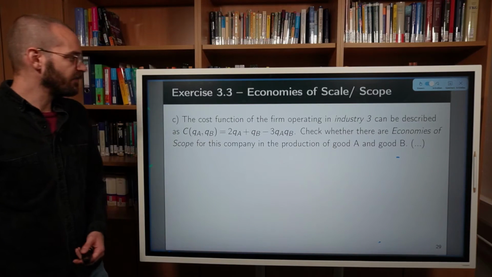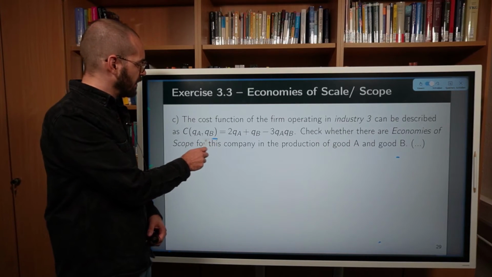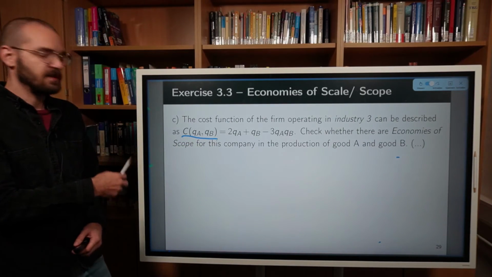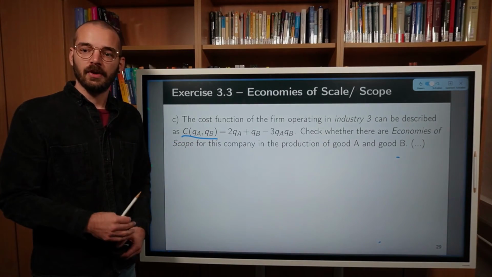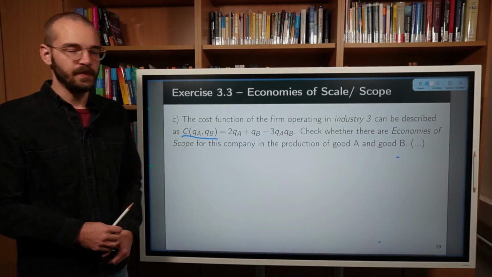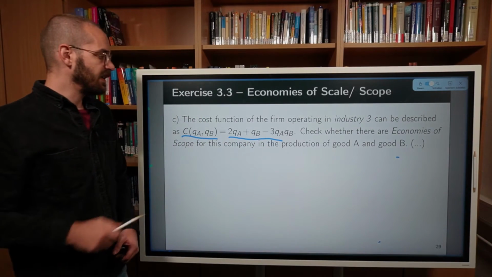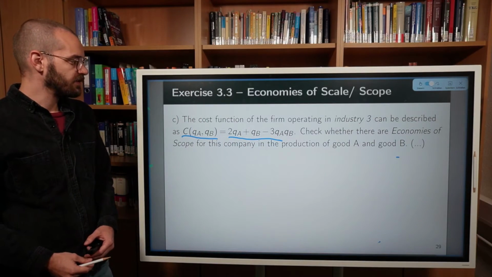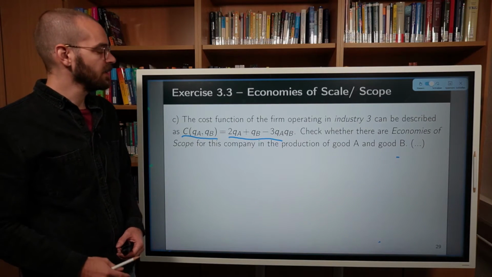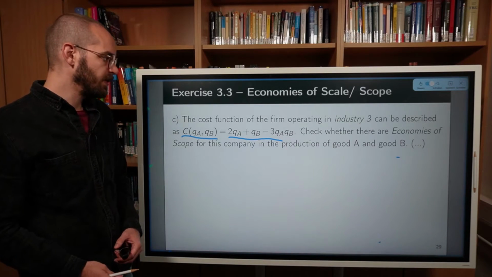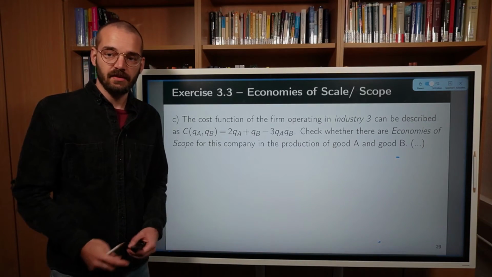Towards the third and final industry. In this industry, we are now considering two goods. So this cost function depends now on the output quantity of good A and the output quantity of good B, QA and QB respectively. And we of course find both quantities in the definition of the cost function. So the cost function reads 2 times QA plus QB minus 3 times QA times QB. So for the first time we actually have multiple products in a single industry.